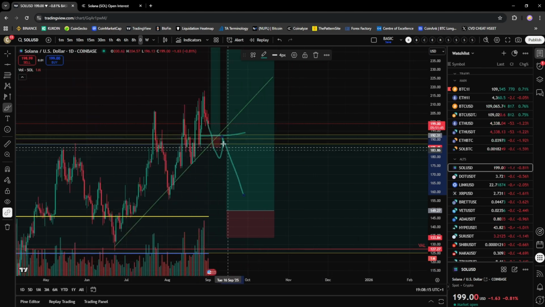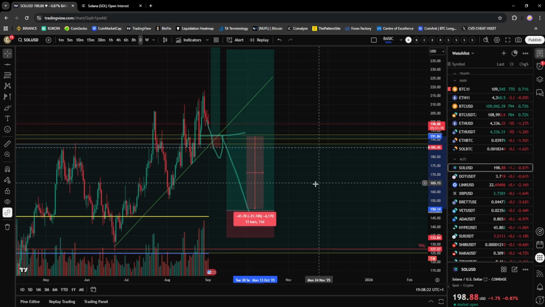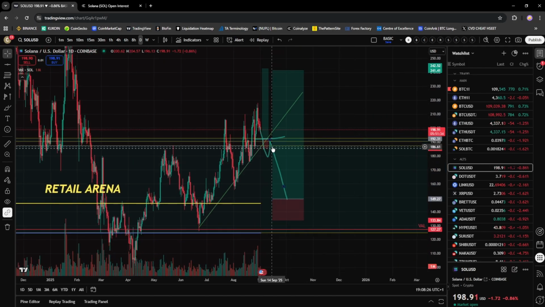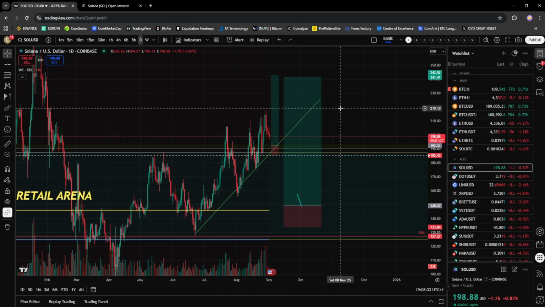If this long doesn't work out, you could have a nice little opportunity of, wow, 20%. That's crazy. You see, so it wouldn't be an invalid short if this long wouldn't work out.